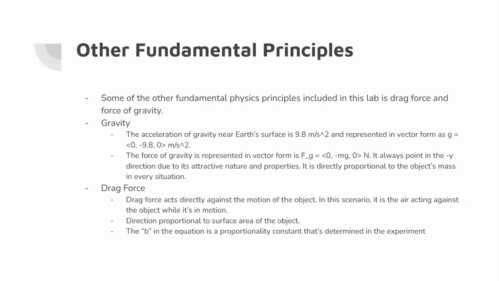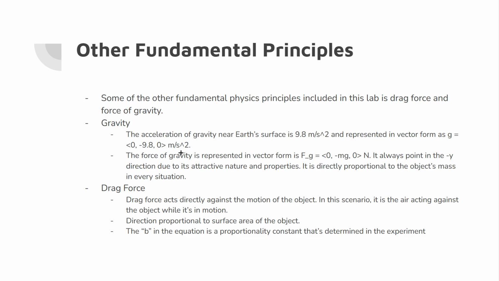And so the acceleration of gravity near Earth's surface is just negative 9.8 meters per second squared. It's represented in vector form as g equals <0, -9.8, 0>. And the force of gravity is just equal to <0, -mg, 0> newtons. It's always in the minus y direction due to its attractive nature and properties. It is directly proportional to the object's mass in every situation.